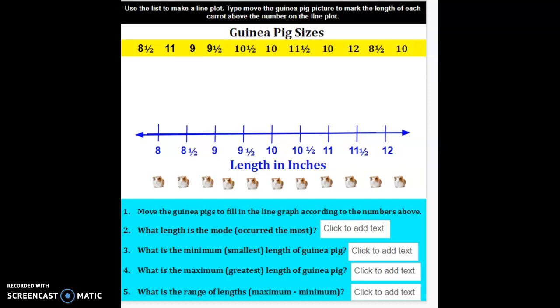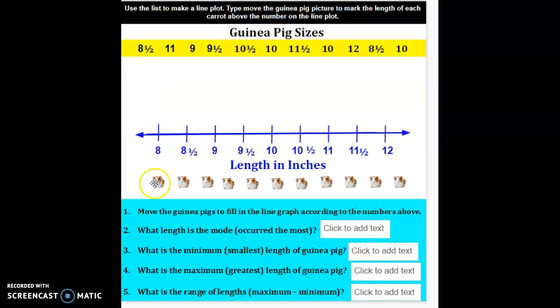All right, friends, our last practice for today using our line plots is you're going to be looking at guinea pig sizes. Look how cute they are. Okay, and again, just like the time spent outside and just like the carrot lengths, you are going to look at the sizes of our guinea pigs in inches, okay? And you're going to move the guinea pigs to their correct sizes.